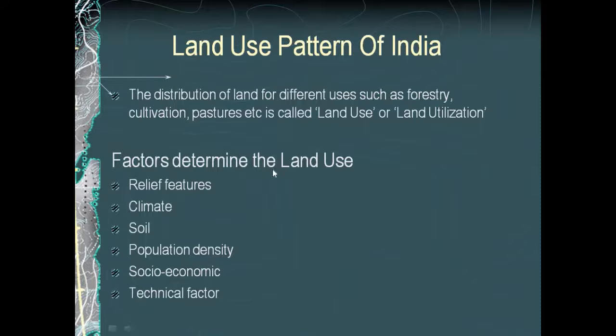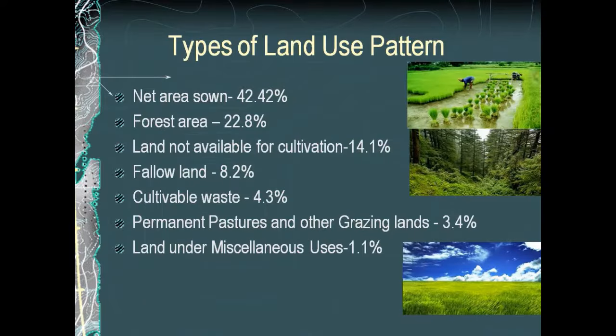Next we have to discuss types of land use pattern. The land use pattern can be classified into 7 categories. They are net area sown, forest area, land not available for cultivation, fallow land, cultivable waste, permanent pastures and other grazing lands, and land under miscellaneous uses.